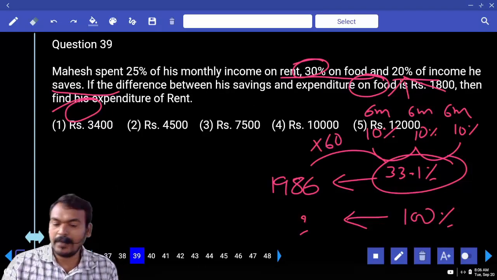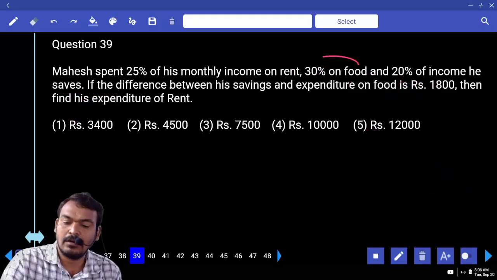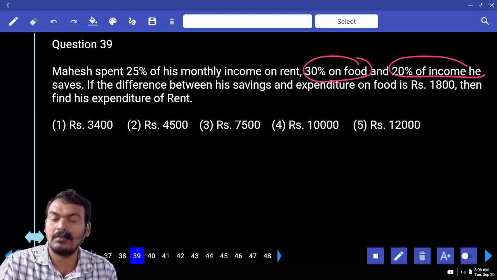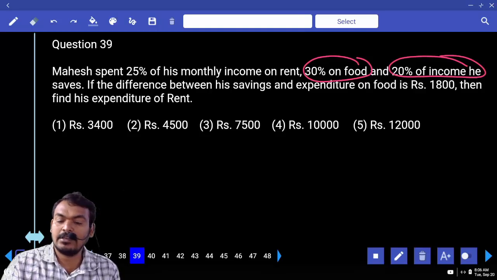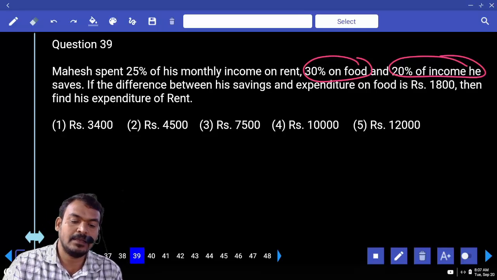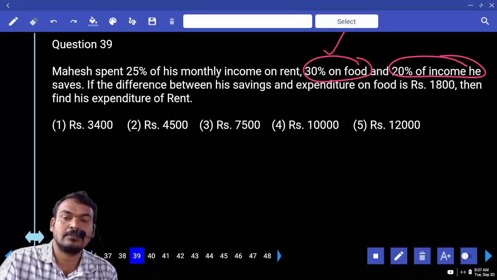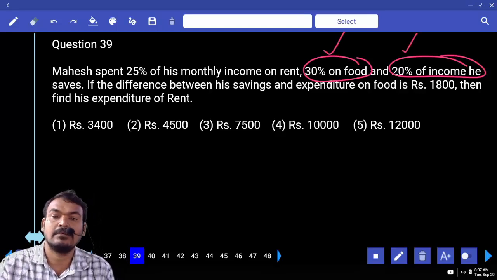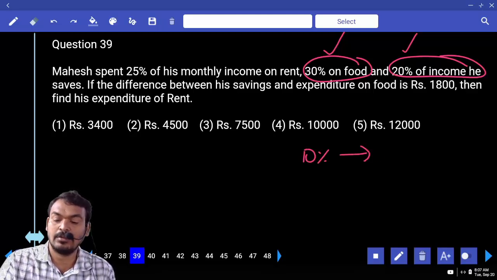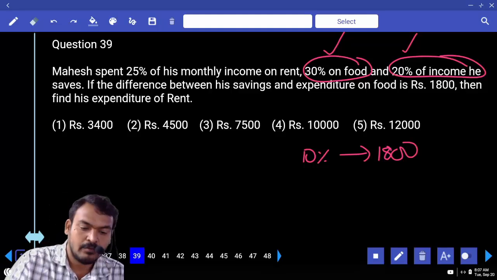Next question number 39. Mahesh spent 25% of his monthly income on rent, 30% on food, and saves 20% of the income. If the difference between his savings and expenditure on food is 1800, then find his expenditure on rent. What is the food percentage? 30%. Savings 20%. Difference 10%. That is equal to how many rupees? 1800 or not?